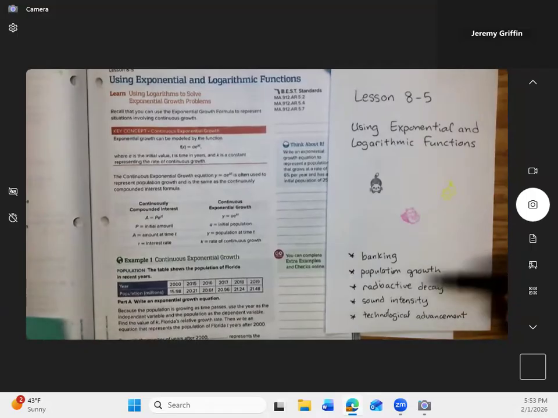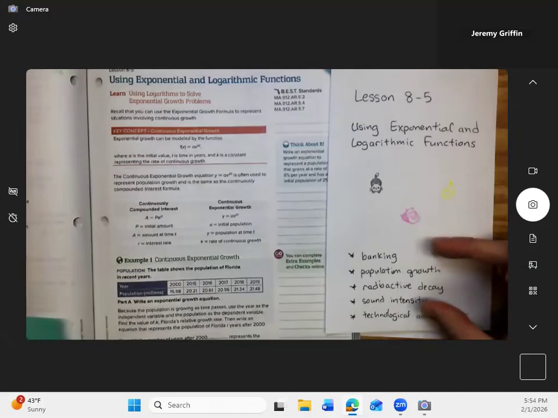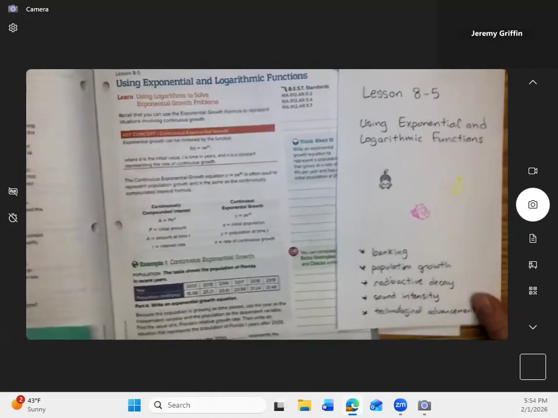I got a list of applications here. So you'll see a lot of puzzles related to banking, population growth, radioactive decay. I threw on a couple examples myself. Sound intensity, so how many decibels, that's on a log scale. Technological advancement, for example, Moore's law, that could follow an exponential curve. And so here's some real life applications, and your book likes to focus on these three for a bunch of stories. So let's dive in and see what we got here.